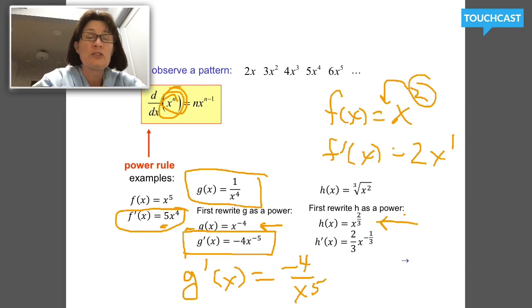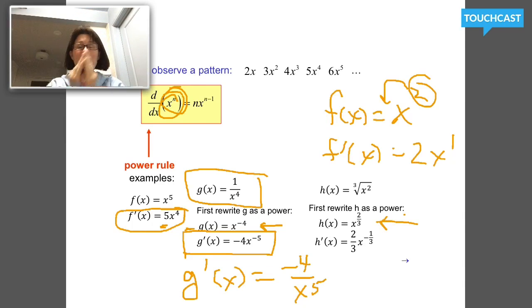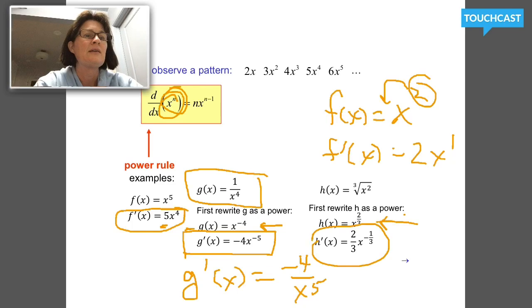Once I have my function rewritten in this format, x raised to an exponent, I can use the power rule to take the derivative. So the derivative of x to the 2/3 power is 2/3 times, that's the old exponent coming down to the front, times x raised to the, my new exponent is going to be 1 less than the old exponent. 2/3 take away 1 makes negative 1/3. That's how I get this derivative of h.